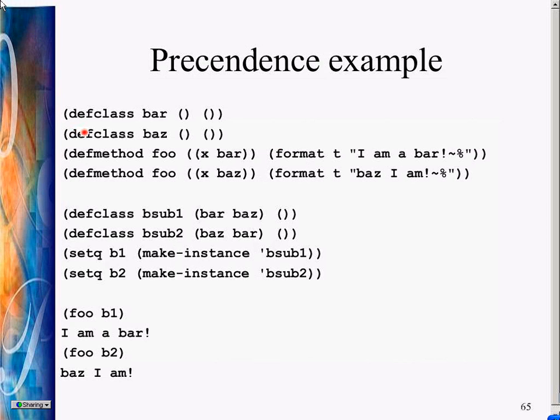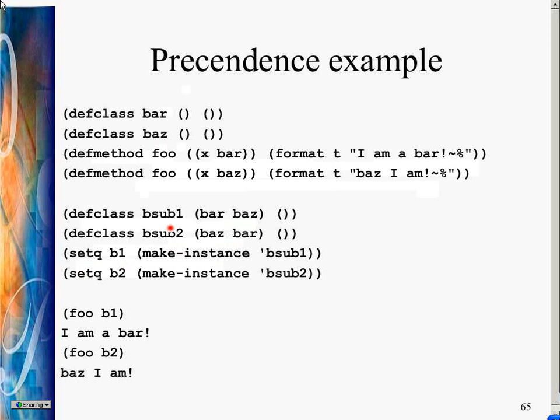I'm sorry about the slightly small type, but I want to show one example of this. Here we have a class bar and a class baz, both just standard objects. And we have a method foo defined on instances of class bar that simply prints out "I am bar." And we have one on instances of class baz that prints out "baz I am." Now B sub 1 has bar as the first direct superclass and baz as the second. B sub 2 has them in the other order.